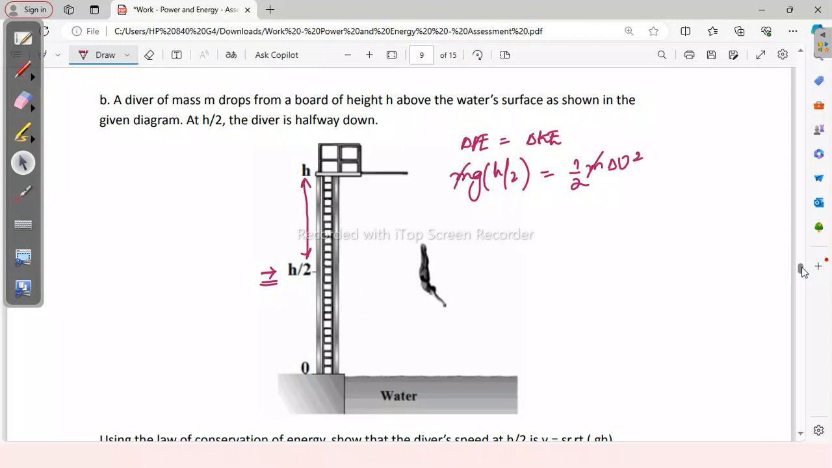This m gets cancelled with this m. You have to write down the expression for velocity, because at the start its velocity was certainly 0. So in this case we can say that the change in velocity will be exactly equal to the velocity at this point, because the initial velocity was 0; whatever is the final velocity at this point will be the change in velocity. So it becomes v squared, this 2 gets cancelled with this 2, and you get gh equals v squared, or v equals under root gh. This is what you were supposed to prove.